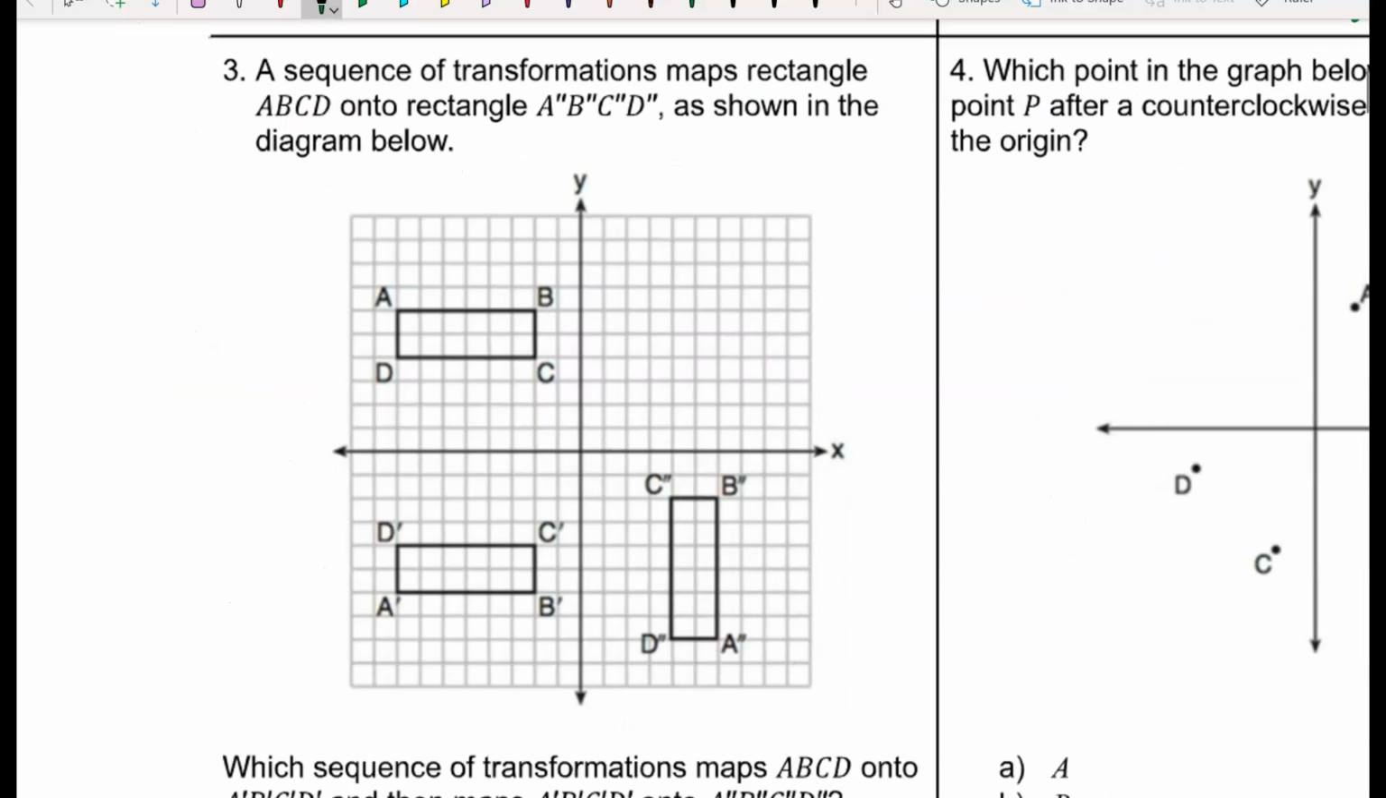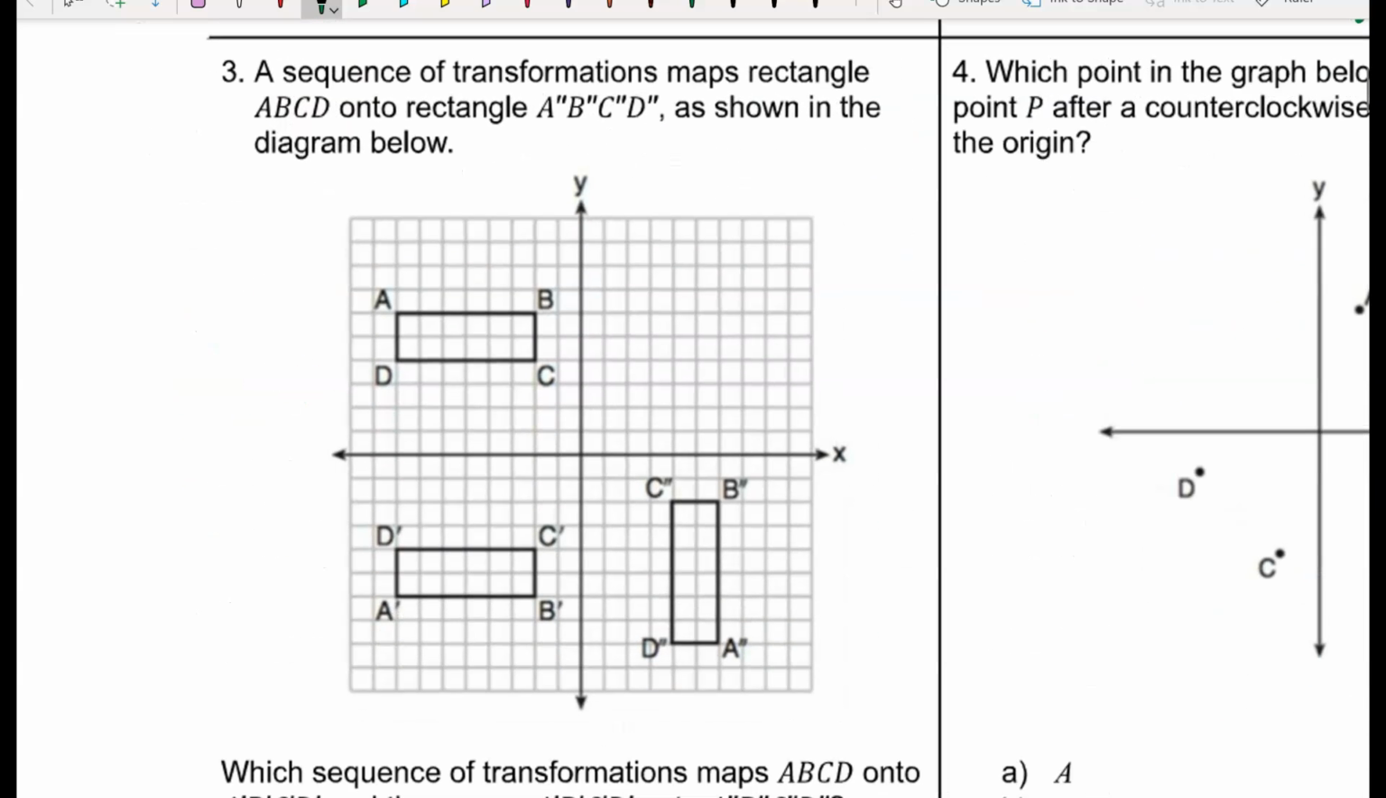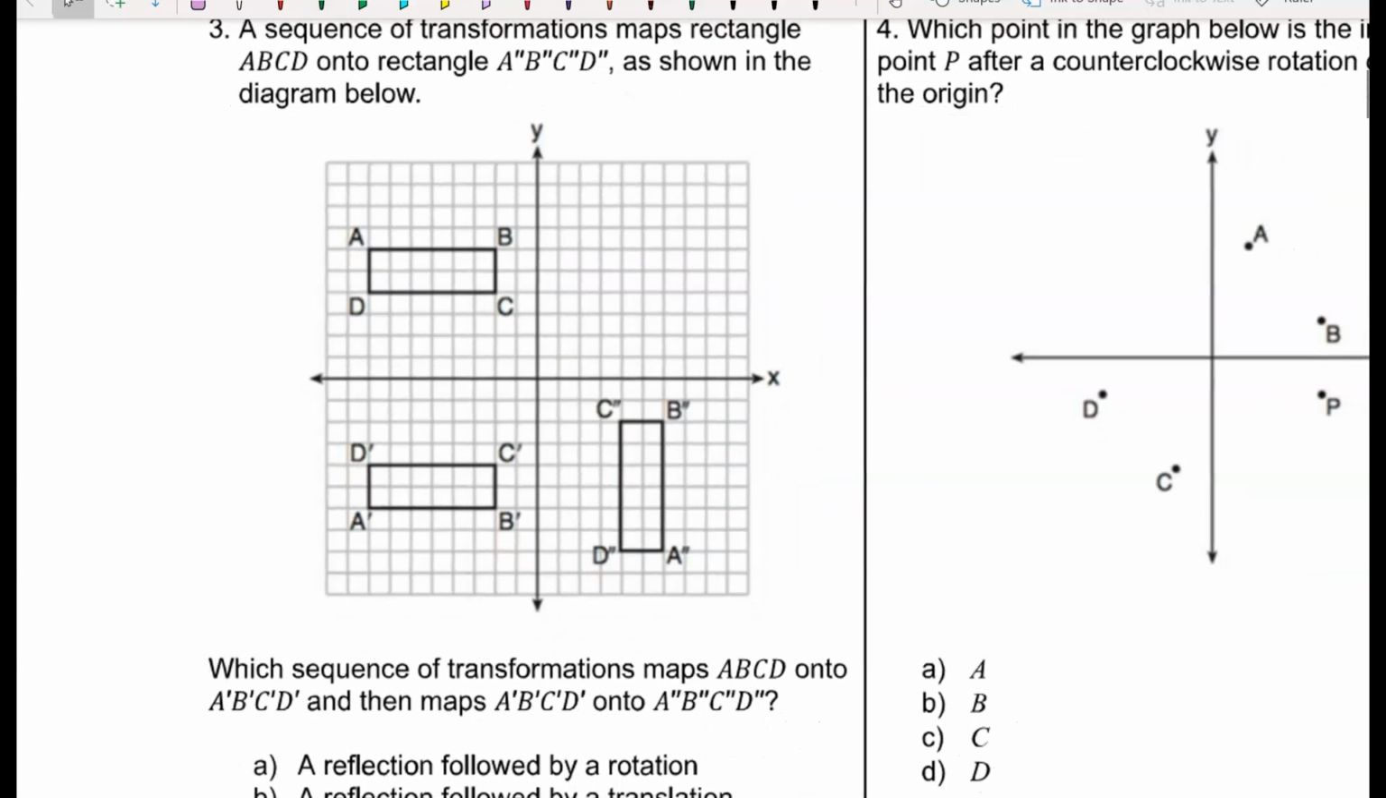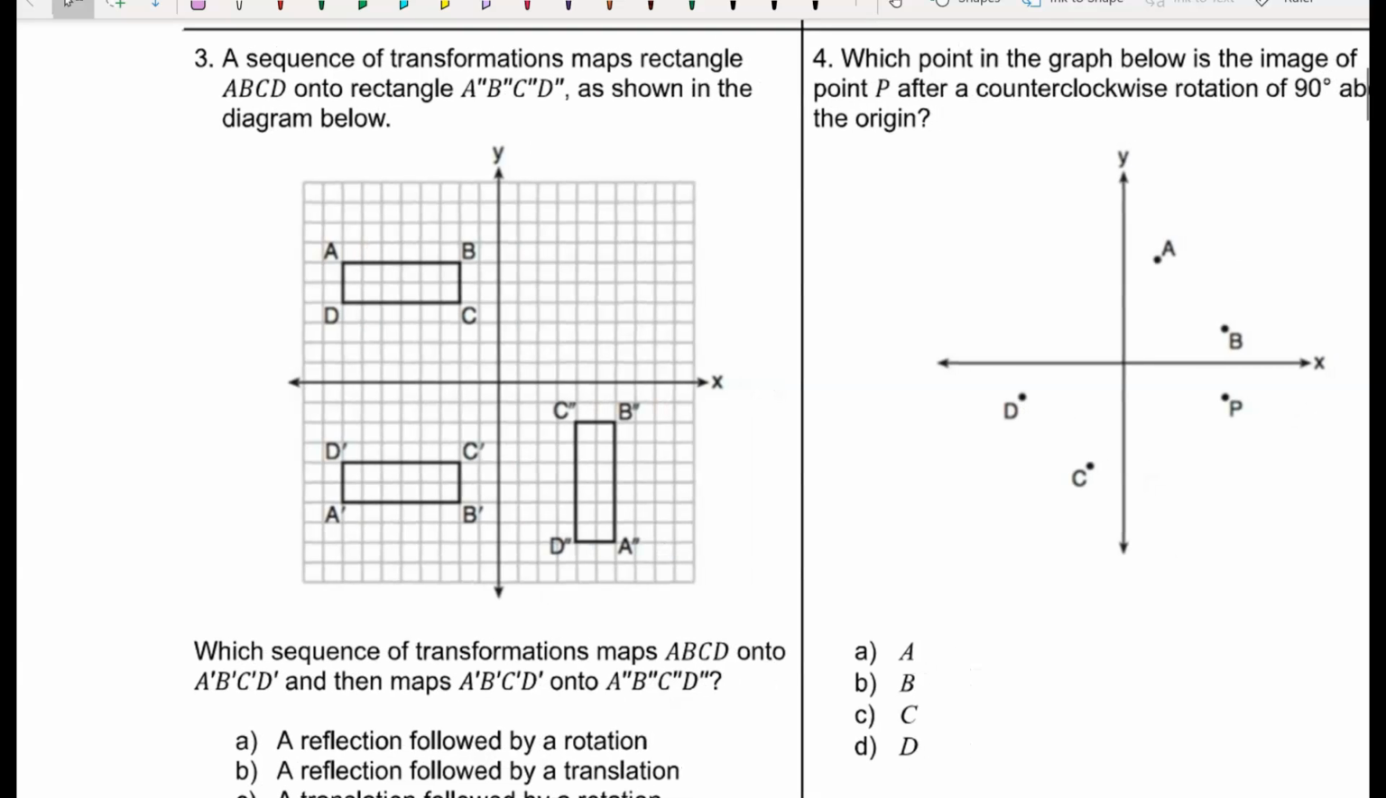Number 3. A sequence of transformations maps rectangle ABCD onto rectangle A double prime, B double prime, C double prime, D double prime, as shown in the diagram below. Which sequence of transformations maps ABCD onto A prime, B prime, C prime, and so on? Right, so I'm going from here, and then from there to there.